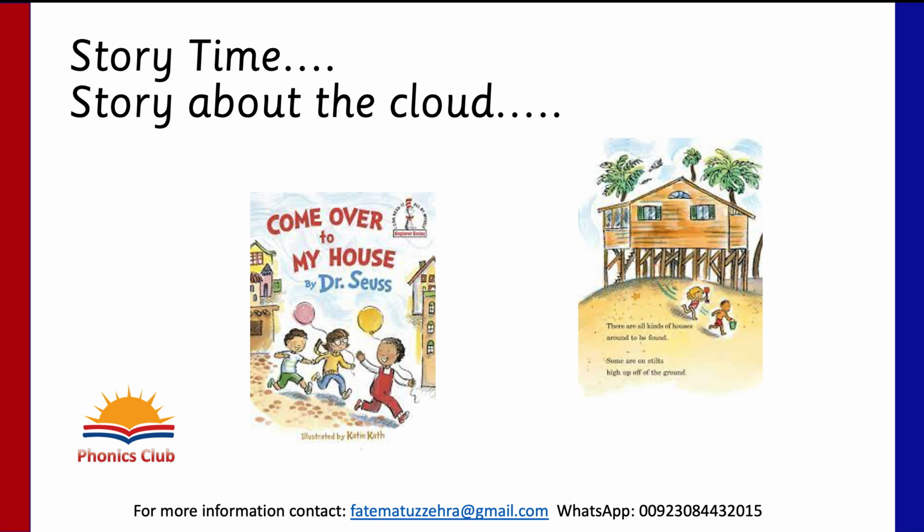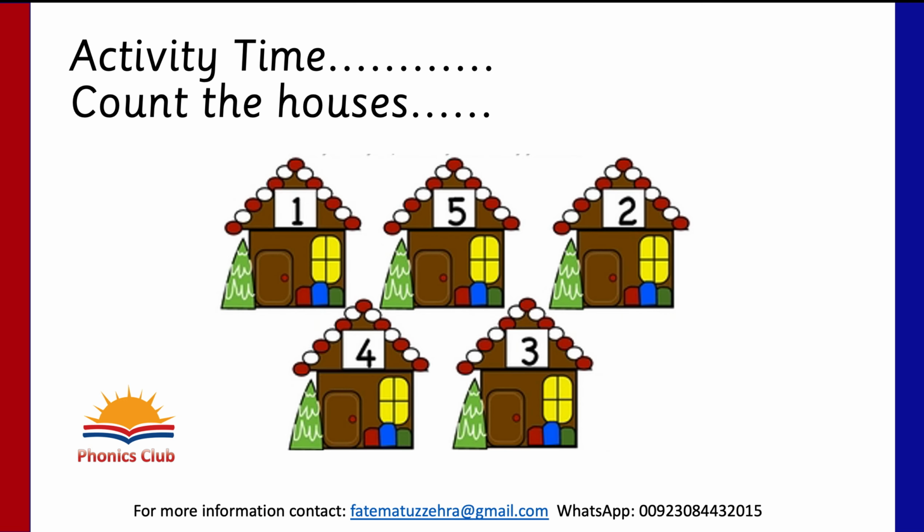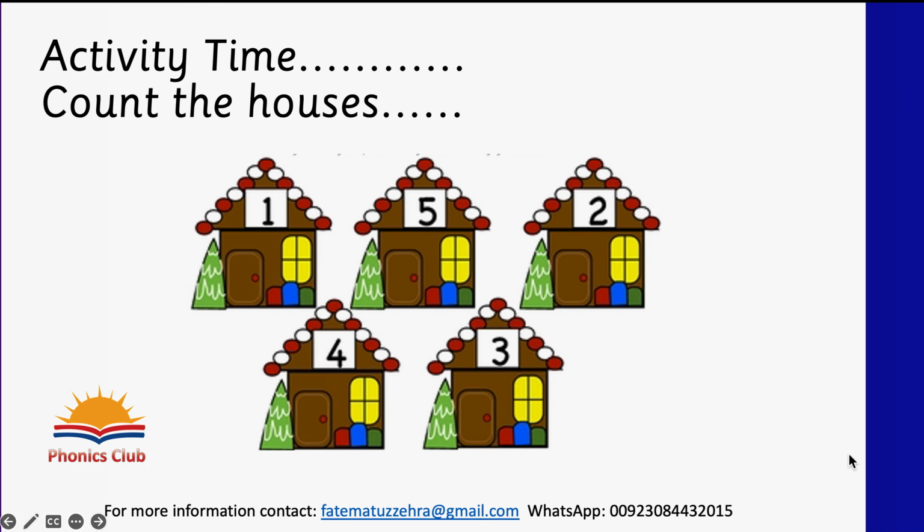Okay, so it's a story. Come Over to My House. It's a famous book for children. You can find the story on Google, download it and read it to the children. In the activity time, you can tell them to count the houses, to count the clouds, to count other things as well, such as count the crowns, count the trousers at home, things like that.